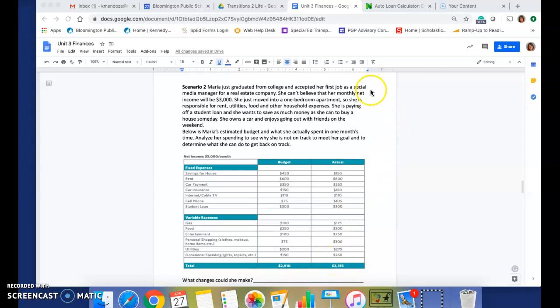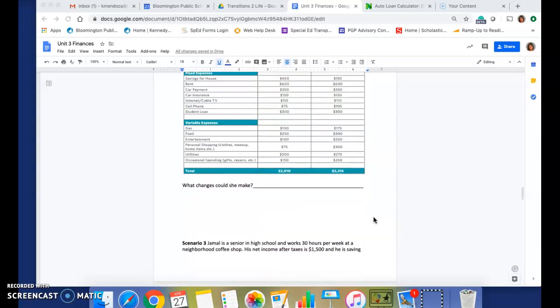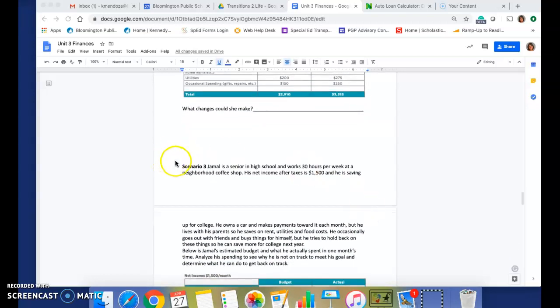I've got her information up here in written form, and then I've got her information down here in this table and chart. Okay, and so what I want you to do is I want you to look these over, and I want you to analyze or to look and to think about the money that she has spent and if she's on track or not, and then help her make some changes so that she can get herself back on track.